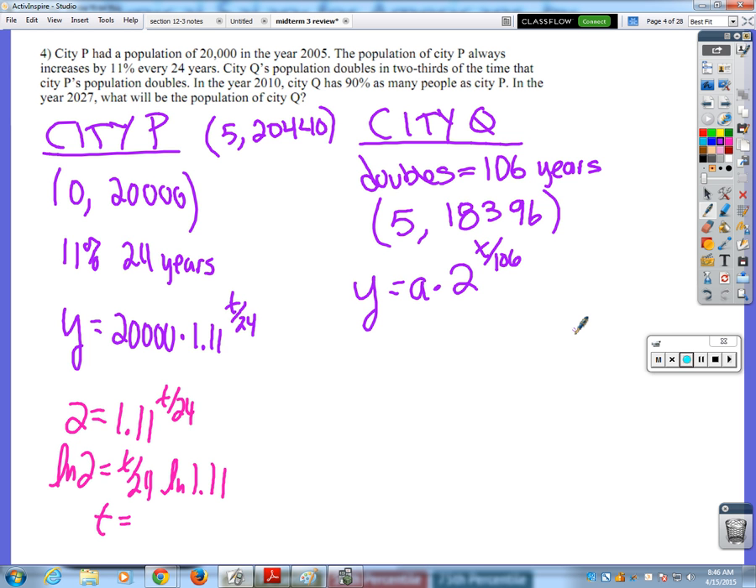Oh, okay. Alright, so if we go 18396 equals A times 2 to the 5 over 106. You can figure out what 2 to the 5 over 106 is, right?